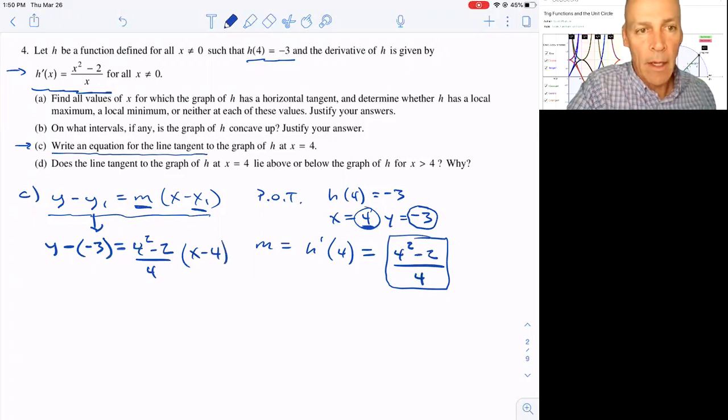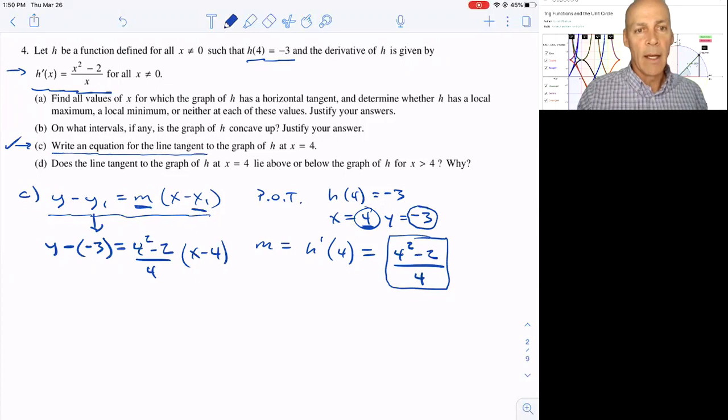Okay. And all they've asked me to do is just write the equation for the tangent line. They're not asking me now to estimate a value for h at 4.1 or 3.8. They just want the equation for the tangent line, so I'm done. So I'm done with part C.